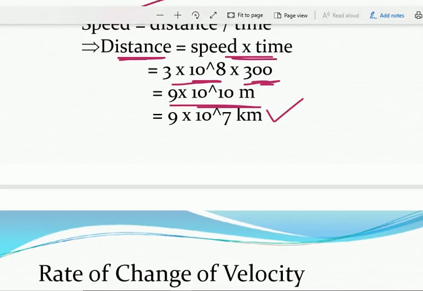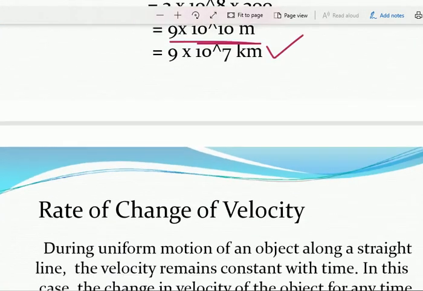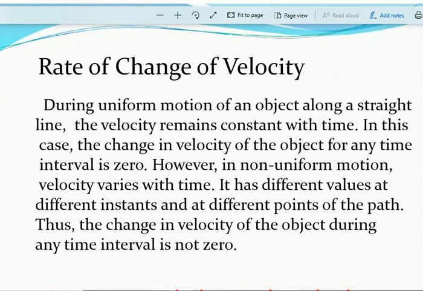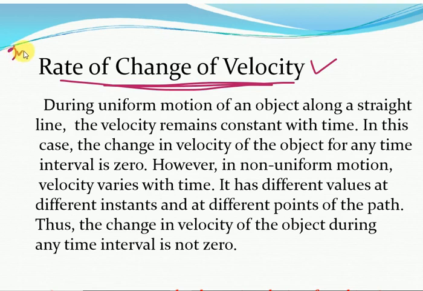Now these are the solutions of the questions that I asked in the previous class. Now we will continue the chapter from rate of change of velocity. This is very important. Rate of change of velocity is also known as acceleration. So far we have completed distance, displacement, speed, velocity. The next term we are going to deal with is the rate of change of velocity, that is known as acceleration. In these previous classes we talked about uniform motion and non-uniform motion.